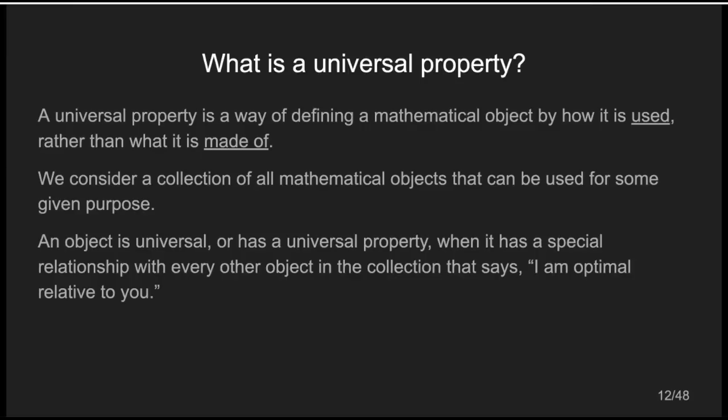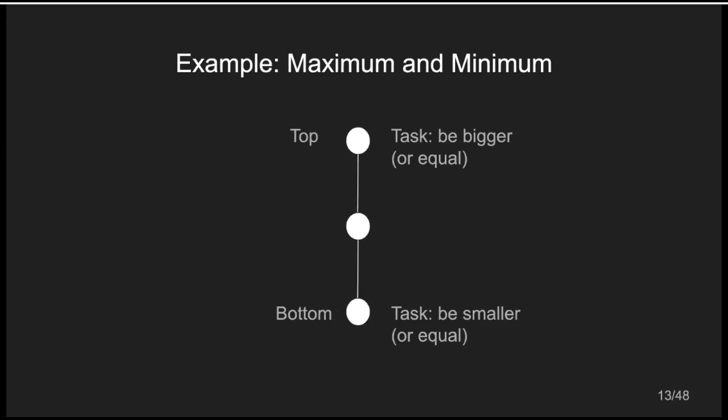So it's universal because it's talking to every other thing in the environment, and it's saying the same message to each one, a universal message for every object that says, I'm better than you at this. So, back off and let me do my thing. So here's a very simple example of a universal property.